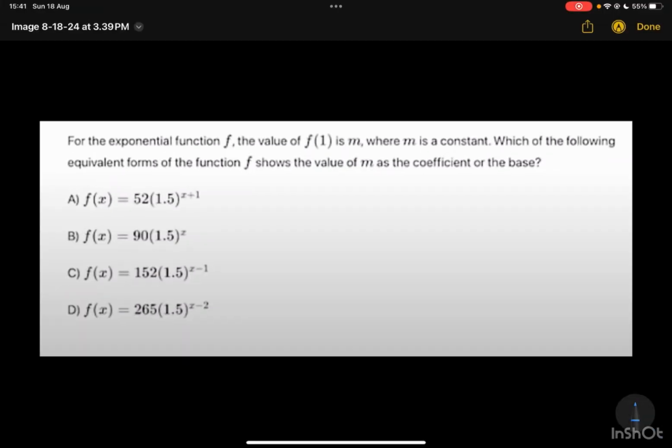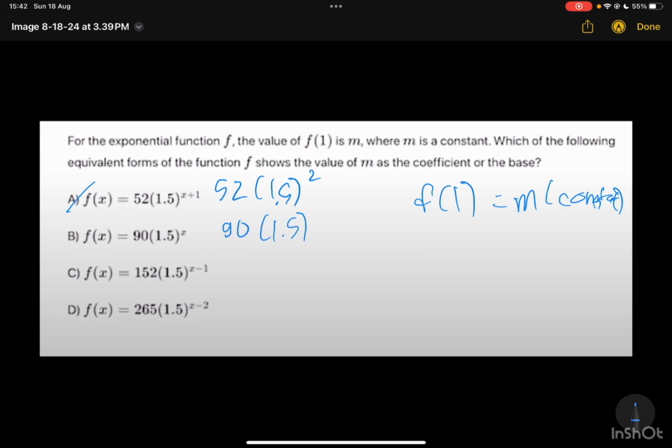Okay, next question. For the exponential function f, the value of f(1) is m. So f(1) equals m, which is a constant. So which of the following equivalent forms of the function f shows the value of m as the coefficient of the base? So for A, 52 times 1.5 to the power of x plus 1. If we put 1 in there, that's going to be 52 times 1.5 squared, which is not a constant. So we're going to cross that out. For B, we put 1 in this one, you're going to have 90 times 1.5, not also a constant.